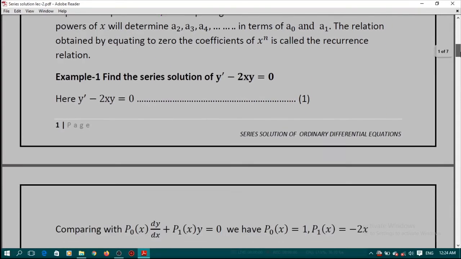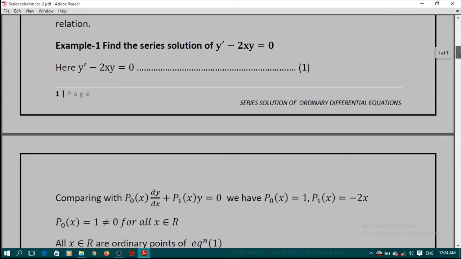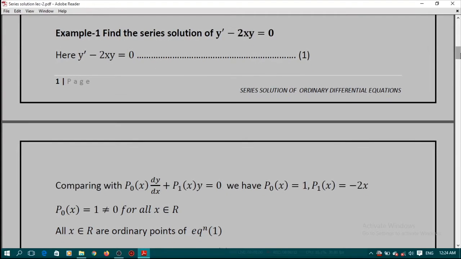Now we can see how this method works with an example. The first example is: find the series solution of y' minus 2xy equals 0. Here we have a first order differential equation, and the instruction is very simple: find the series solution. No additional information is given here. So let's begin.